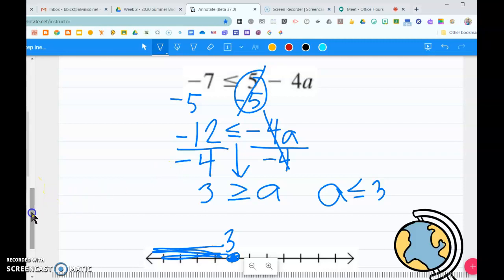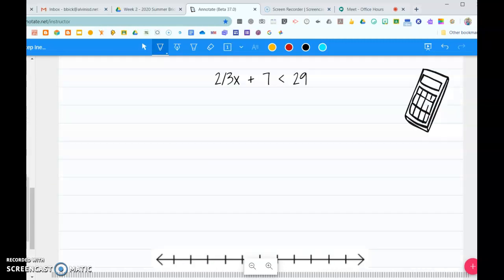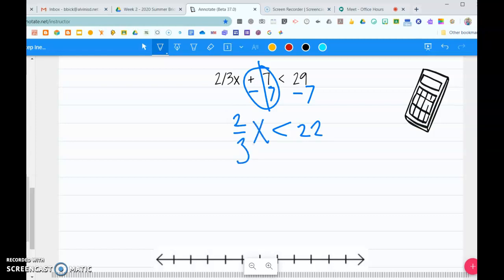All right, I think I have 2 more examples. 2/3 x plus 7 is less than 29. So I'm going to start by getting rid of my constant using 0 pairs. The negative 7 cancels out the positive 7. 29 minus 7 is 22. 2/3 x is what's left on the left-hand side.